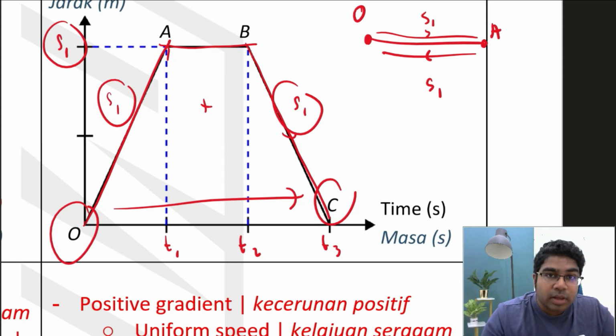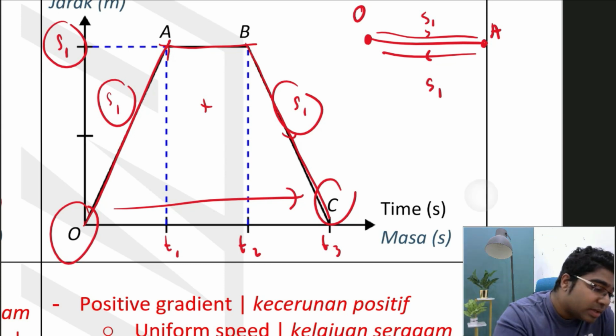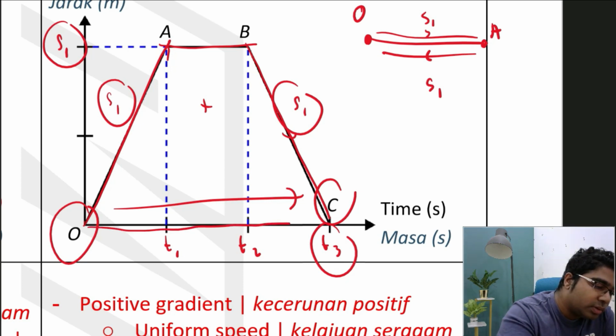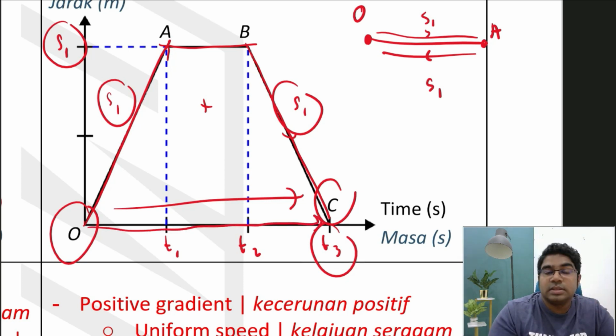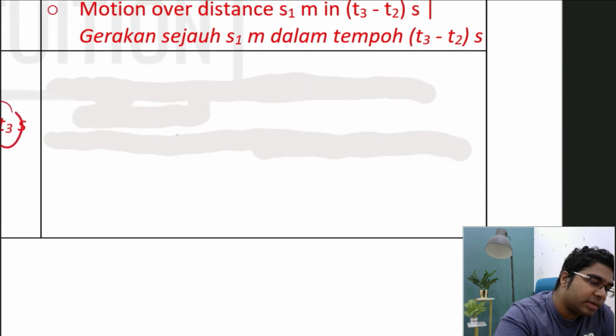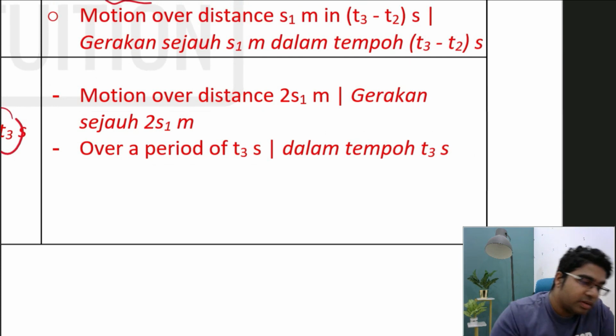And what is the total time? Apakah masa keseluruhan di sini? T3 juga. Dia ambil T3 untuk pergi dari O ke A, lepas tu balik ke C. And so that's what we write here, interpretation. Interpretation here is this.